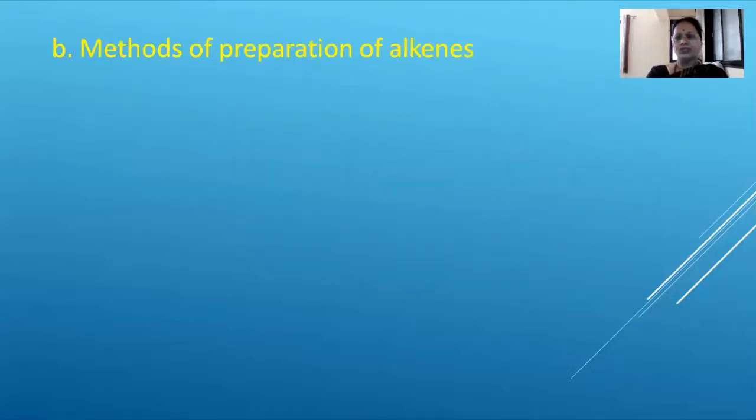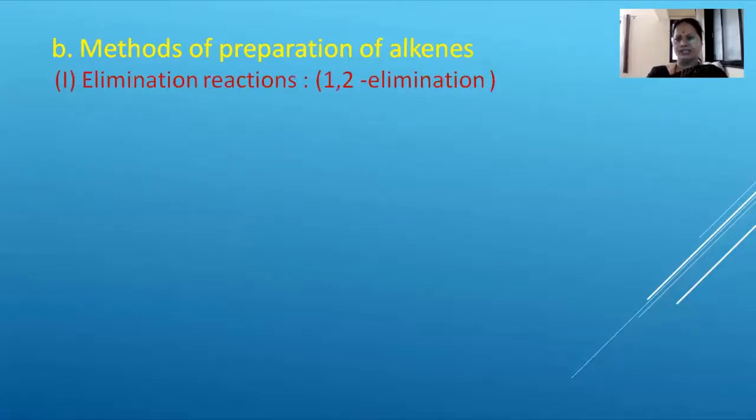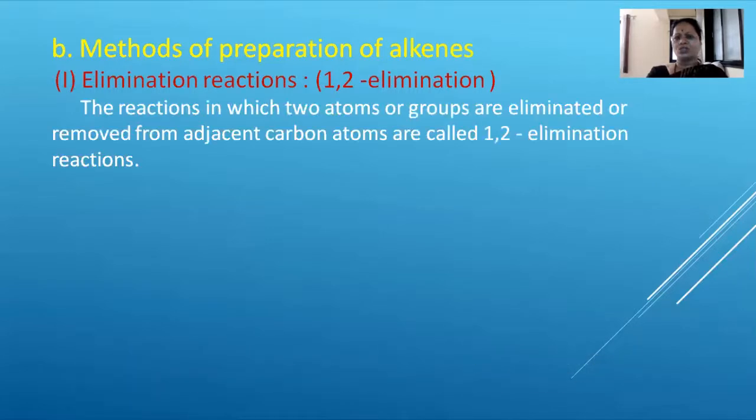Then we are going to study methods of preparation of alkenes. In that, first, elimination reaction. Now this elimination reaction is also called 1,2 elimination reaction. Why is it called 1,2 elimination? Because it is a reaction in which 2 atoms or groups are eliminated or removed from adjacent carbon atoms.